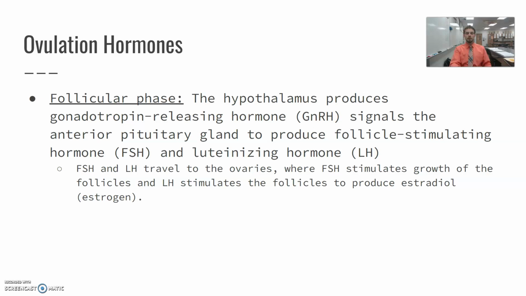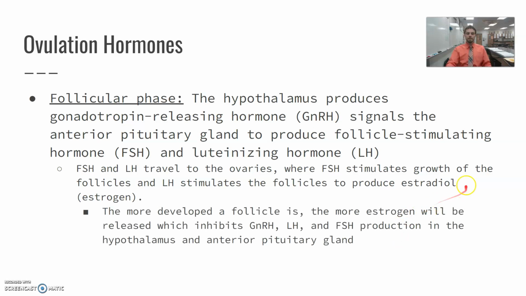FSH is going to stimulate the growth of follicles, which is why it's called follicle stimulating hormone. LH is going to stimulate the follicles to produce estradiol, which is a type of estrogen. The more developed a follicle is, so the further along in its progression from primary to secondary to a mature follicle, the more estrogen that's going to be released.